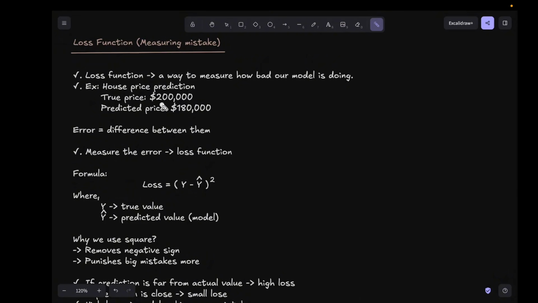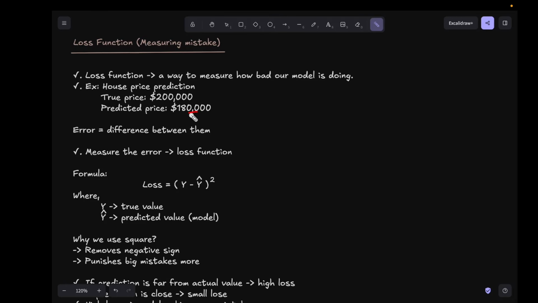The true price of this house is 2 lakh dollars and the predicted price is $180,000. So there is an error. You see, there is an error. The error is the difference between them, which will be $20,000, which is 2 lakh dollars minus $180,000.